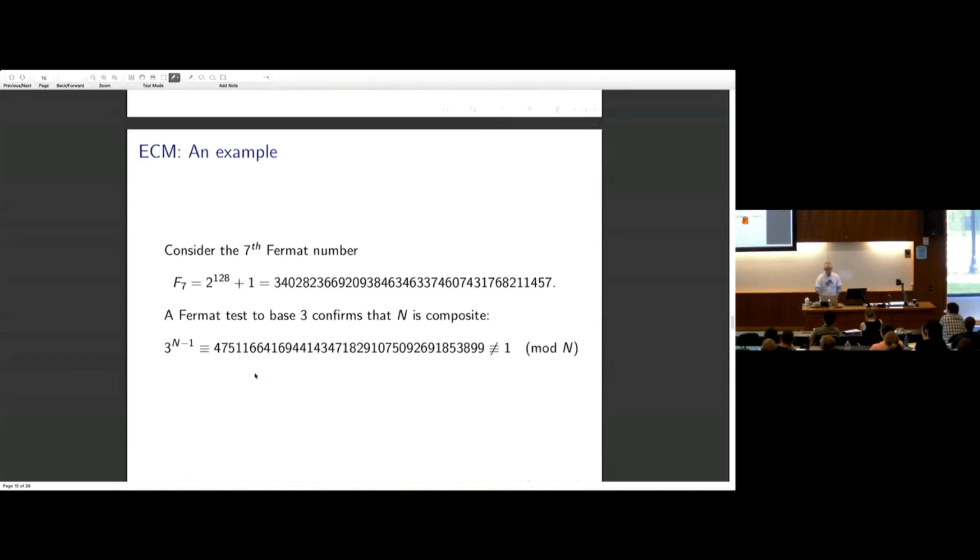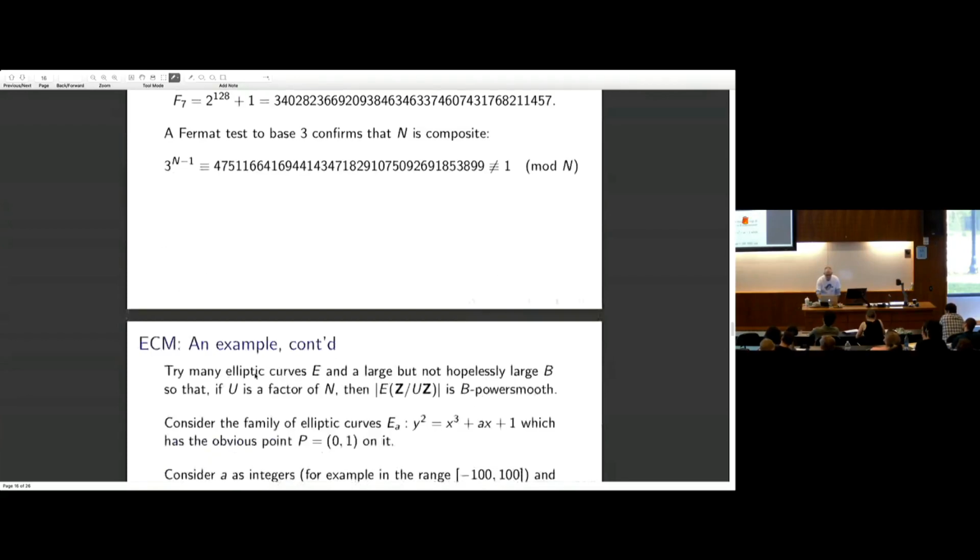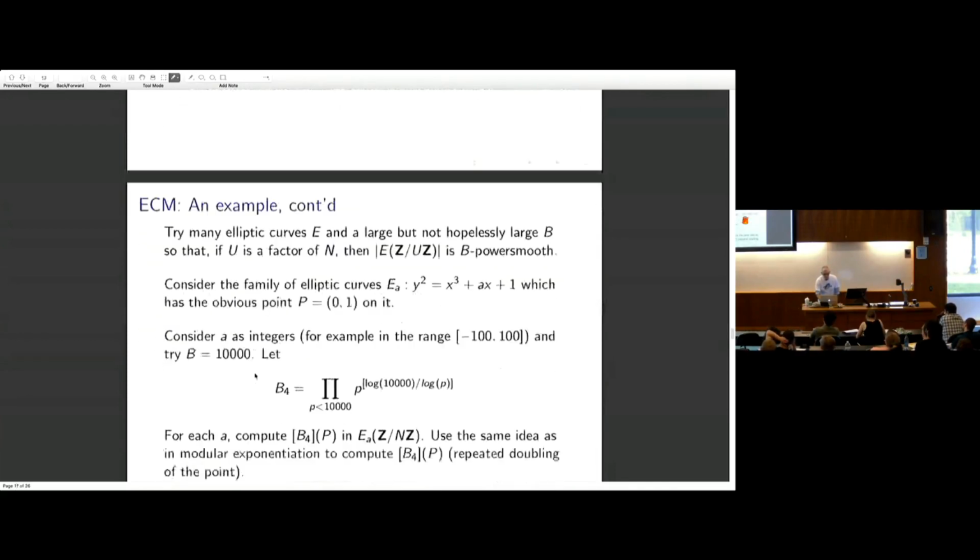So here's an example. This is our favorite example that I tried before, the seventh Fermat number, which is pretty sizable, and it's pretty easy to check that it's composite.